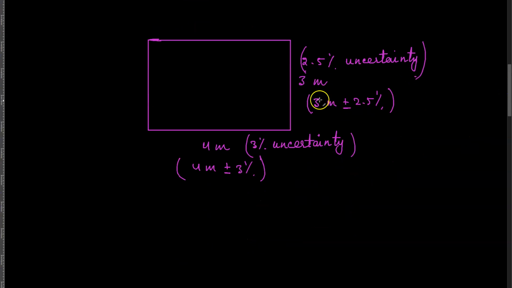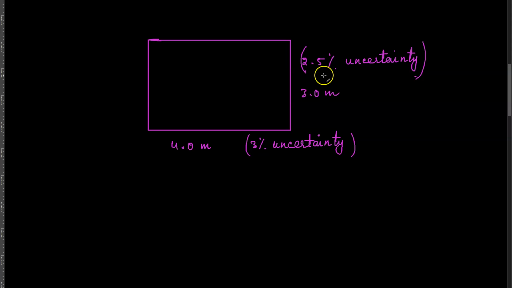And when I multiply these two numbers together, I will get 3 times 4 is equal to 12. To account for the number of significant figures, I'm going to say that this is 4.0 meters and this is 3.0 meters, right? So this measurement will be expressed as 3.0 meters plus or minus 2.5%, and this measurement as 4.0 meters plus or minus 3%, right?